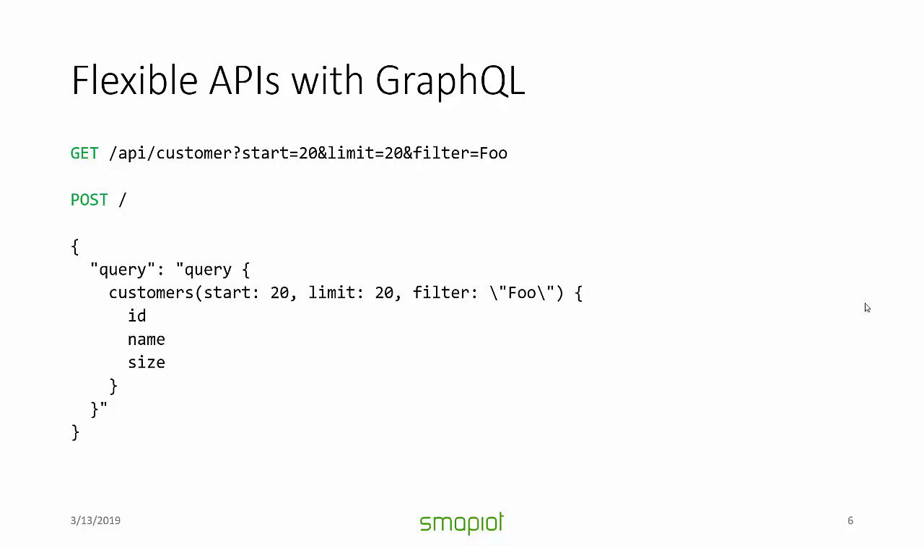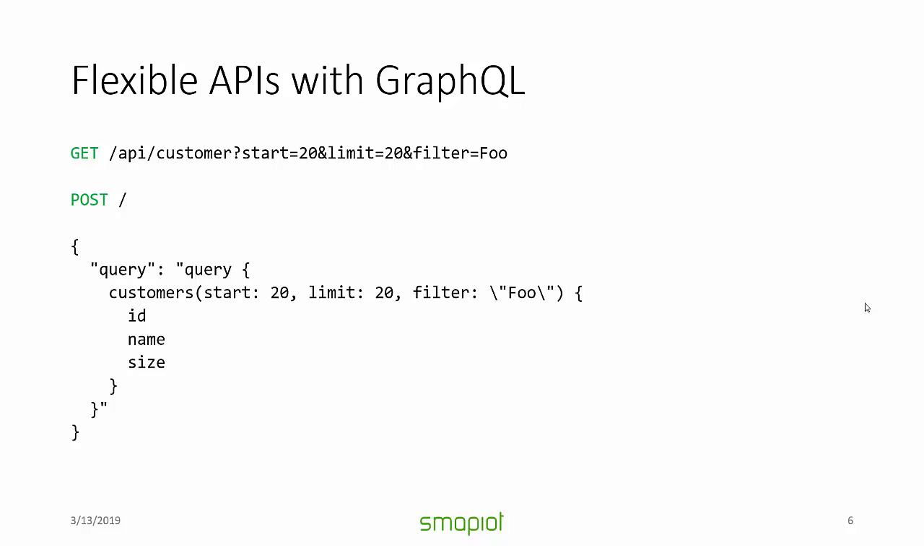And in this case, we are querying the customers resource. We give it some parameters, start, limit, and also here a filter. For readability, I inserted new lines. In reality, you can of course transport \n characters, but in the end, of course, you need to have a valid JSON document.